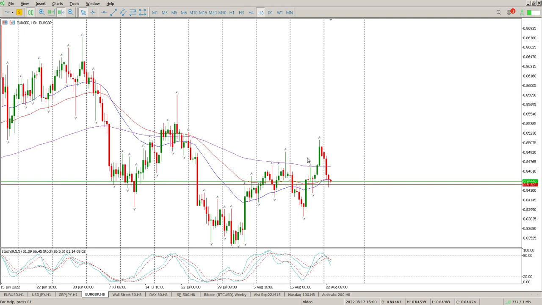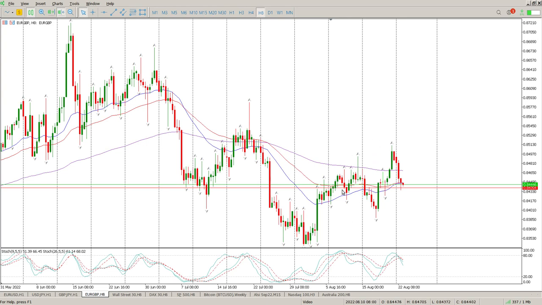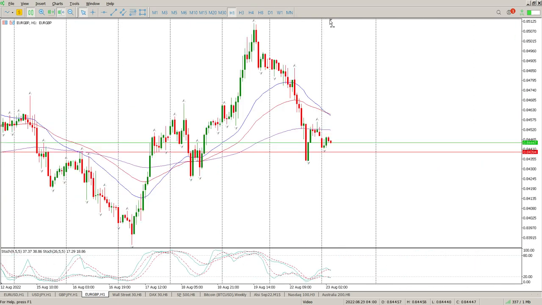Moving on to Euro British Pound, and nothing really happening here. You can see the volatility is just continuing above the moving averages, below the moving averages, above, below, above, below. So when we're doing that, we're extremely volatile. Oscillator's pointing down at the moment, indicating potentially a bigger move down. For me at the moment, this is our line in the sand, and that is 0.84394.